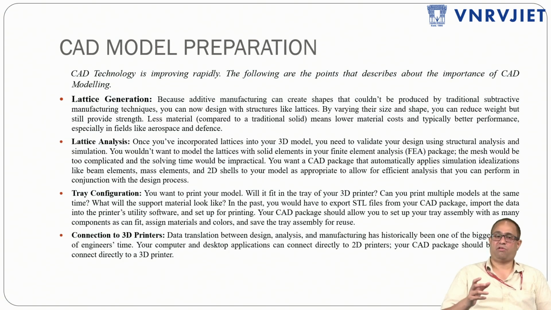After this lattice analysis, next we need to think about the tray configuration. That means if you want to print the model, how well will it fit in your 3D printer? Can you print multiple models, or is a single part required, or is there a need to split the model and later perform the assembly, etc.? This sort of tray configuration analysis has to be done completely.